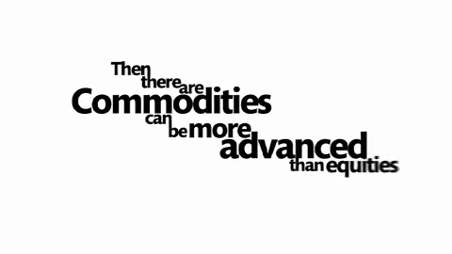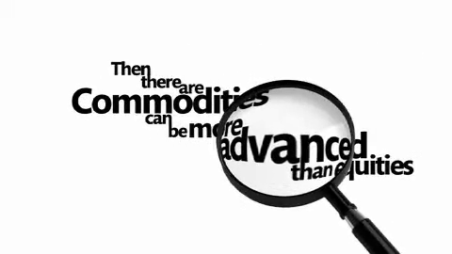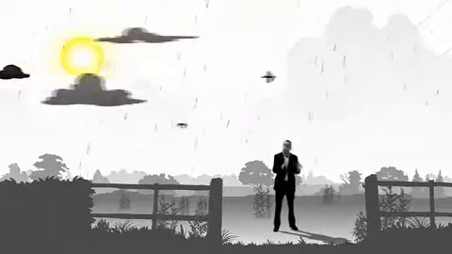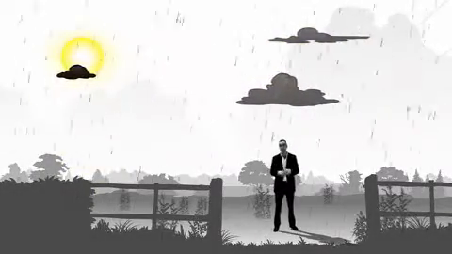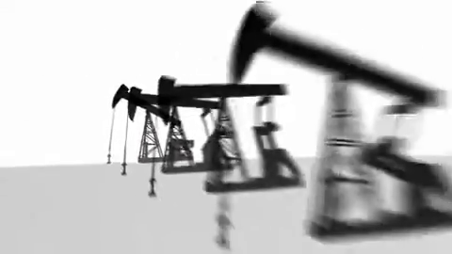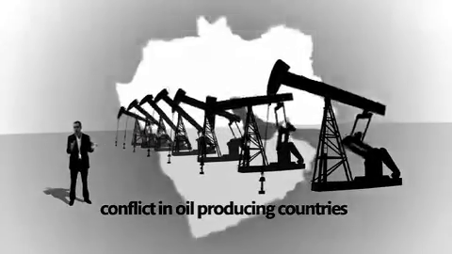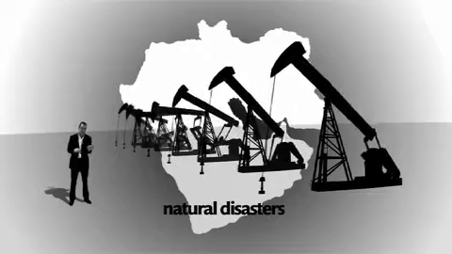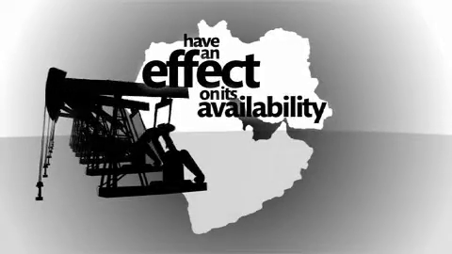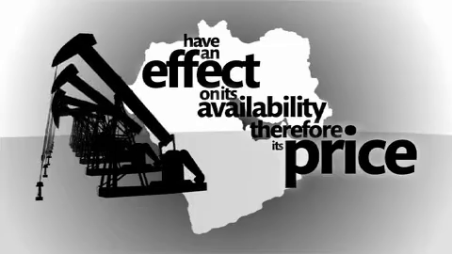Then there are commodities. Commodities can be more advanced than equities and could be where you really start to do more research. Like all of the other markets, your risks can be managed, but you have to be prepared to start learning about the commodity you're interested in trading and how the wider world can affect its price. If it's crops you're looking to trade, then you have to be aware of weather, diseases and pests. Or if you're looking to trade oil, then factors like conflict in oil-producing countries or natural disasters can have an effect on its availability and therefore its price in the marketplace.